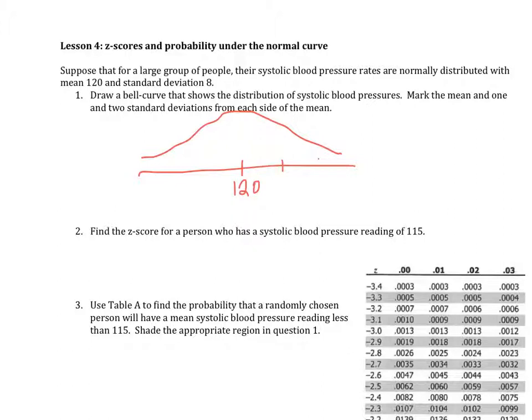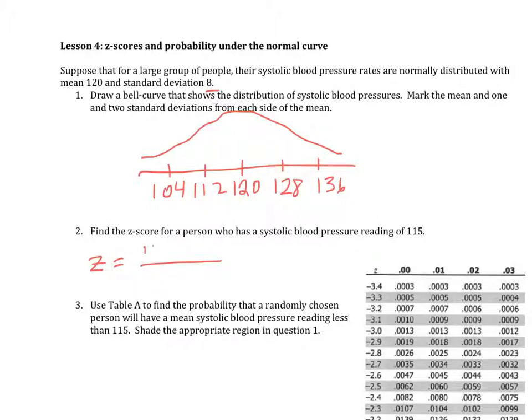And then we can mark a couple of standard deviations in each direction of the mean by adding 8 each time. So we get 128 and 136, and here we get 112 and 104. Okay, so we'd like to find the z-score for a person whose blood pressure is 115.